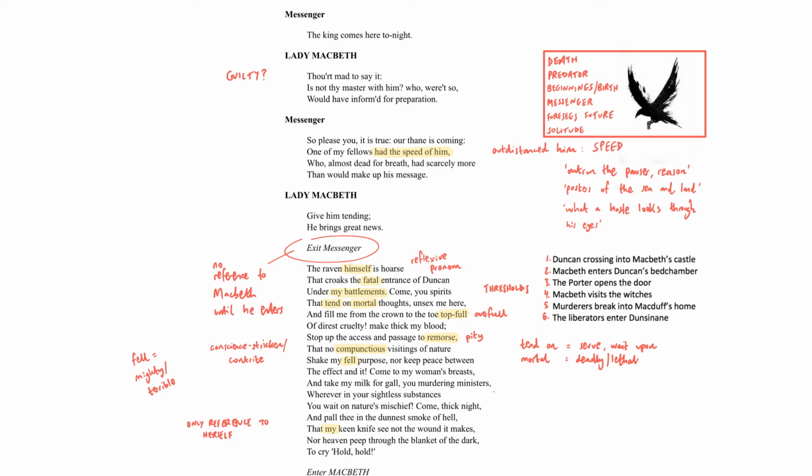And look what Shakespeare's doing with the iambic pentameter too. Shake here is a good example of what's called initial inversion, when you get a stressed syllable at the start of the line. "That no compunctious visitings of nature shake my fell purpose, nor keep peace between the effect and it." So we've had "come, you spirits," then "unsex," second imperative, then third, "fill me," fourth, "make thick," fifth, "stop up," and then we've got again sixth, "come to my woman's breasts and take my milk for gall."